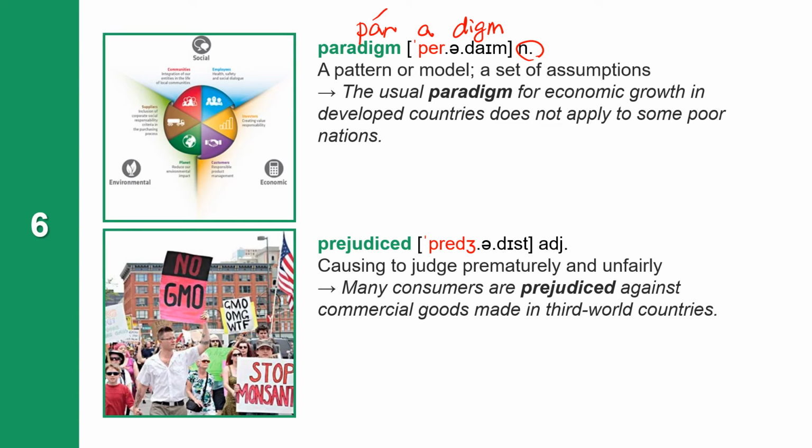Next one, prejudiced. Prejudiced has three syllables. Prejudiced. Accent on the first syllable, prej. Prejudiced. Prejudiced is an adjective. It means causing to judge prematurely and unfairly. Many consumers are prejudiced against commercial goods made in third world countries. Prejudiced.